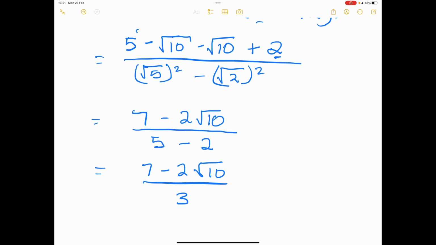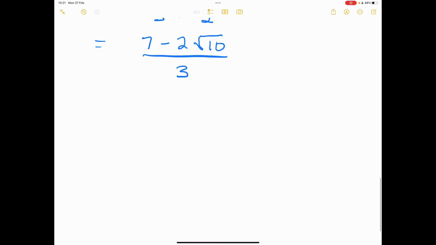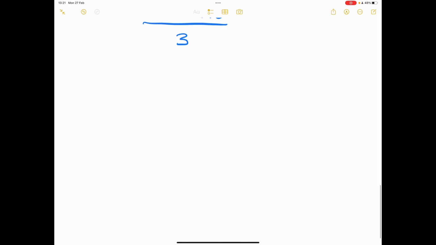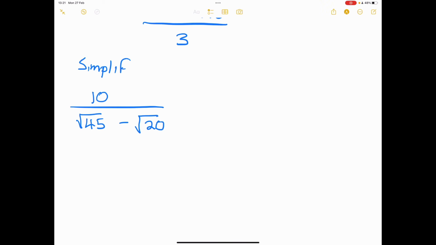Right, now I wanted just to take one final example. Sometimes they do give us something that may not necessarily seem that straightforward. I want to take this example. Suppose that they give us 10 divided by root of 45 minus root of 20. Now, ladies and gents, you must keep in mind that we are still going to do exactly the same thing, right? If they say to us, simplify, of course, without the use of a calculator, right?